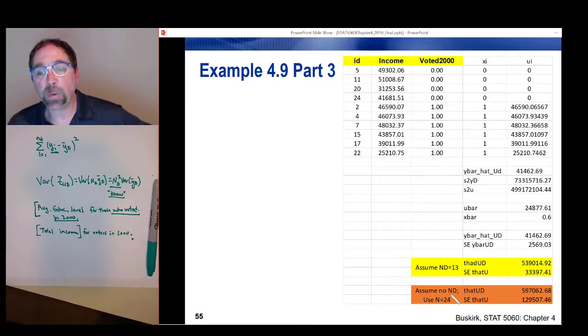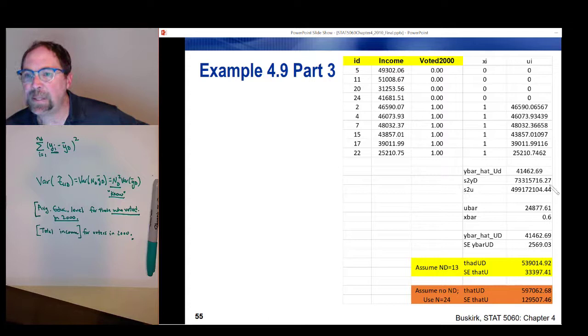If I assume that I don't know what nd is, I'm going to use n equals 24, and my t hat is going to be 24 multiplied by u bar. So I take the 24 times the 24,000, and I'm going to get something like 597,062. The standard error is going to be the 24 multiplied by the standard error that we get from using the s squared u and the FPC essentially. And that calculation is going to be here.